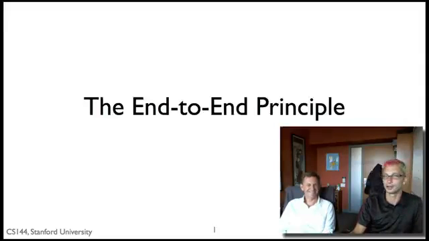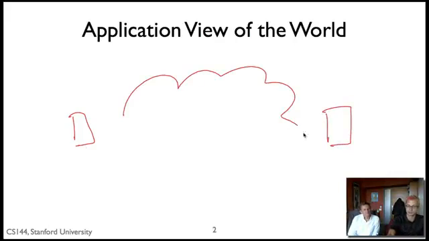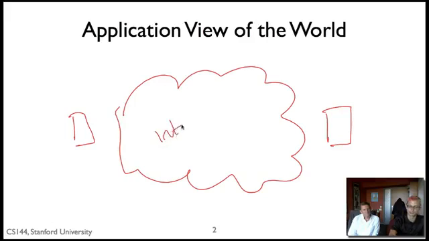So in this video, Nick and I are going to present the end-to-end principle in network design. If we look at how a networked application sees the world, it sees something like this. There's one computer running the application, some other computer running the application, and then in the middle, there's the internet. Its abstraction of the internet is that it can send packets. Each node, A and B, can send packets addressed to each other, and the internet somehow magically delivers them from one end to the other end.